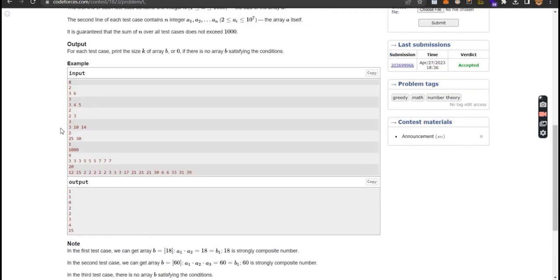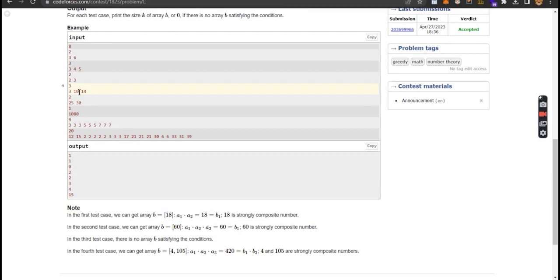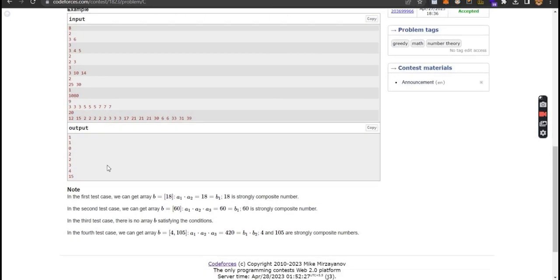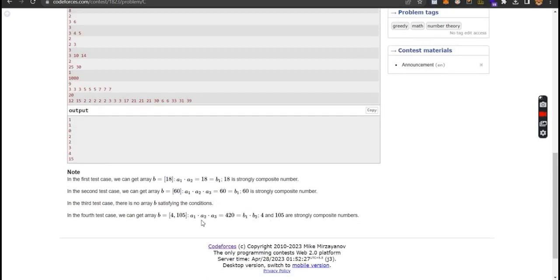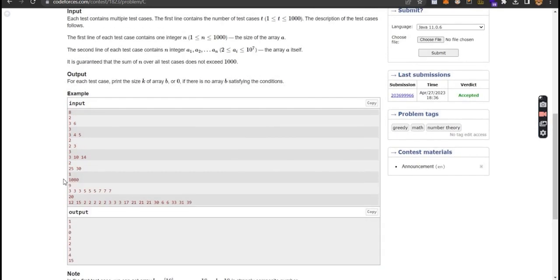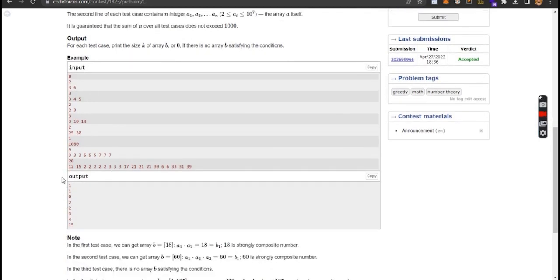Let's take the fourth example. In this case, the three elements are 3, 10, and 14. If you calculate, their product is 420. So you need to come up with an array whose product is 420. If you can come up with it, you will come up with this array: the first element will be 4 and the second will be 105, and their product is 420, and they are both strongly composite. So this is the maximum length of B you can achieve. That was the problem statement, and you need not print the array B, you just need its length.